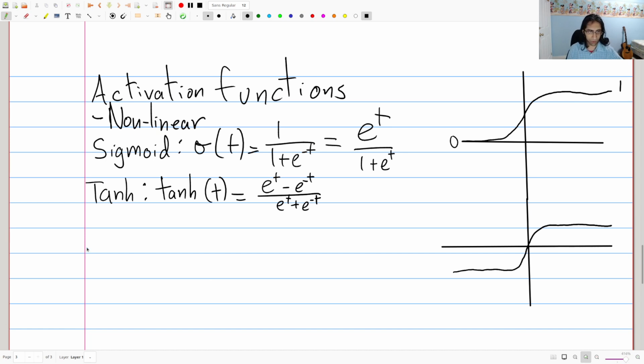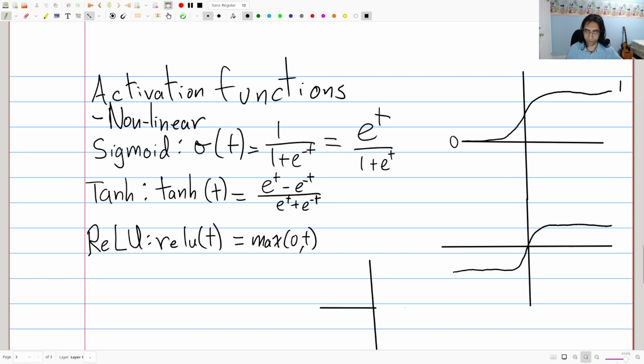Instead, what is more popular nowadays is the ReLU activation, which I already mentioned to you, the rectified linear unit. Again, this is ReLU of t, which is equal to max of 0 and t. Maybe I don't have to draw this again, but I will anyway. It's easier to draw than these other two, but it looks something like this. It's going to be 0, and then it's going to be linear afterwards.